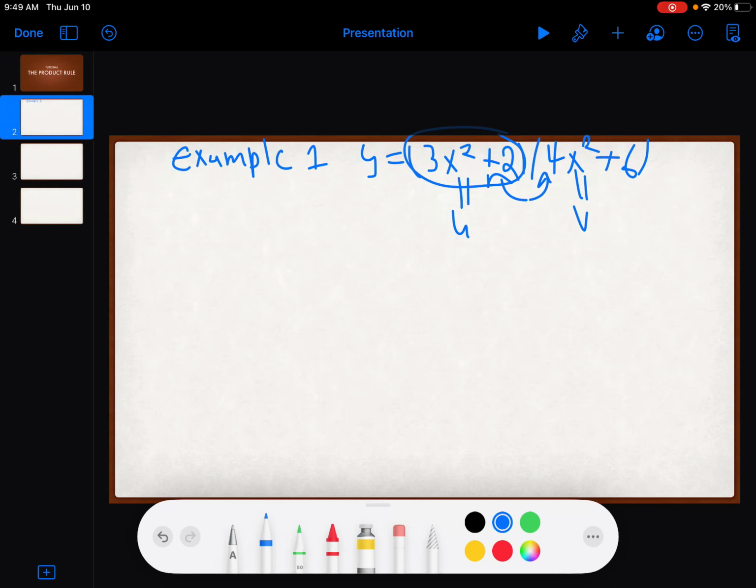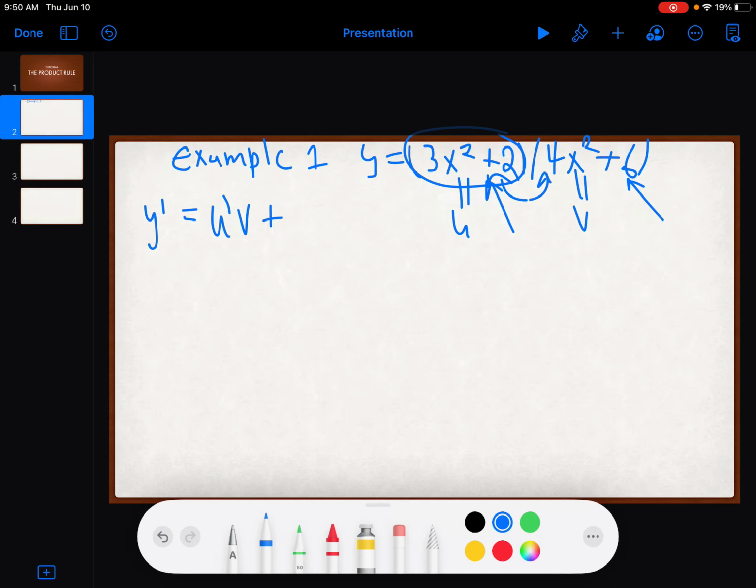Now, what is y prime then? Well, what does the product rule tell us? The product rule tells us to take the derivative of one of the functions, multiply by the other, then add the derivative of the other function multiplied by the function whose derivative you took in the first term. So what do I mean by that? I mean take the derivative of the function in the first term. So first we take the derivative of this, then we multiply it by this, then we add.